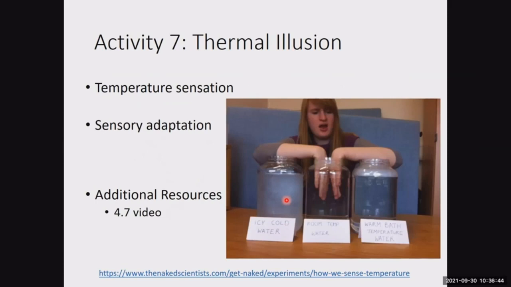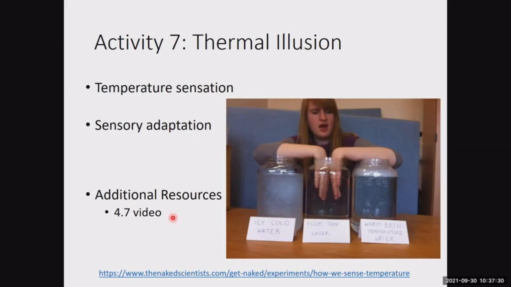Activity number 7 is looking at thermal illusions. And so this is looking at temperature sensation and the process of sensory adaptation. So the idea is that you're going to have 3 containers of water. You have one which is very cold, one that is very warm, and then a series of water that's at room temperature. And so, we're going to look at what happens when you take your hands that were in cold water and put them into room temperature, a hand that's in warm water, and put it into the exact same temperature, and seeing how your body is able to interpret that.